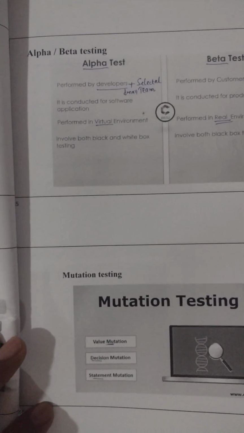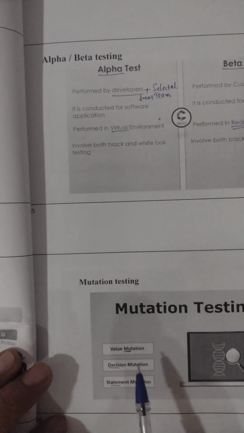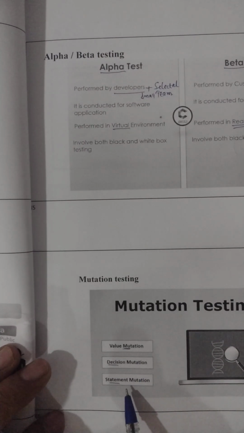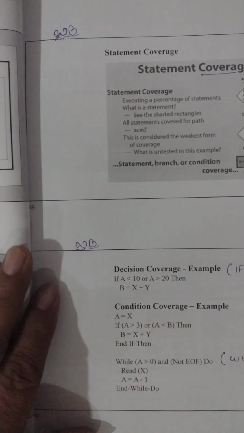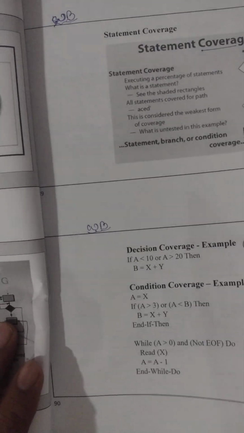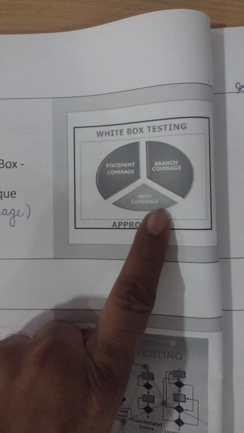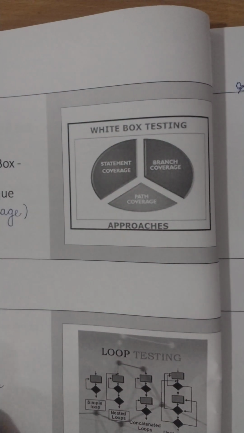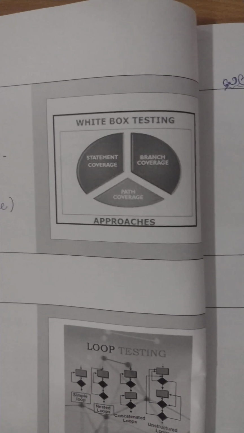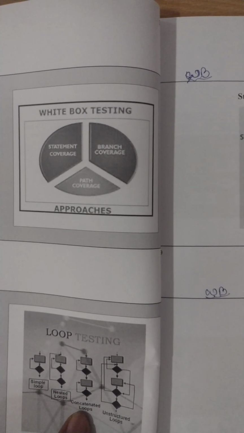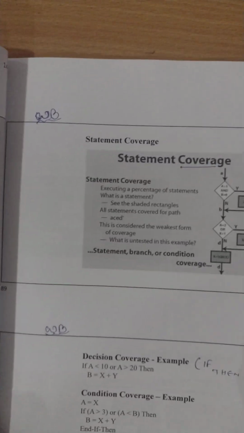Mutation testing is something where we check the value mutation, the decision mutation, and the statement mutation also. White box testing technique coverage, as we have seen: statement coverage, branch coverage, and path coverage. Loop testing is also one type of white box testing where we check for the simple loop, nested loop, and unstructured loops and all these things.